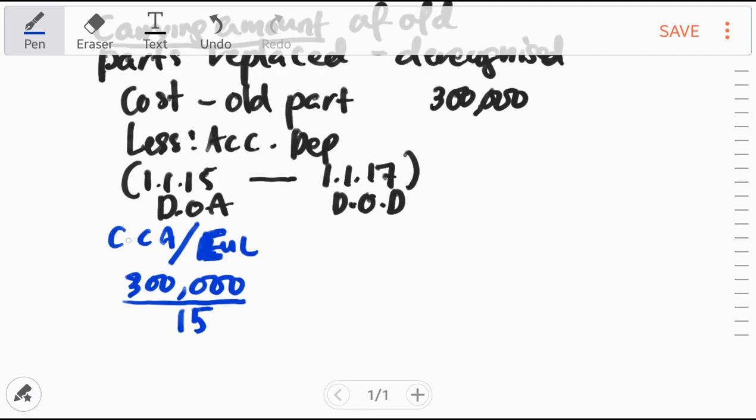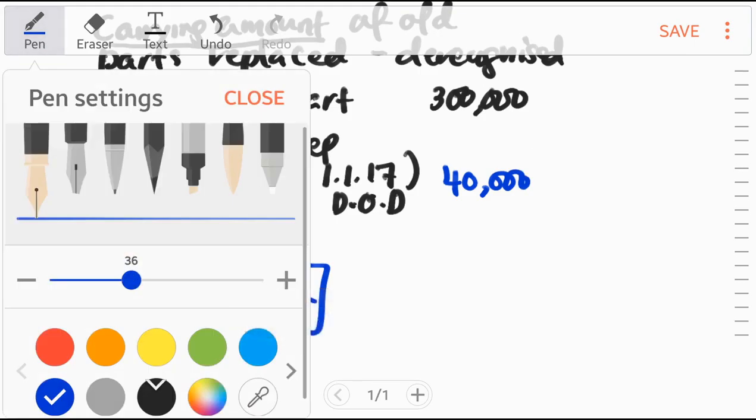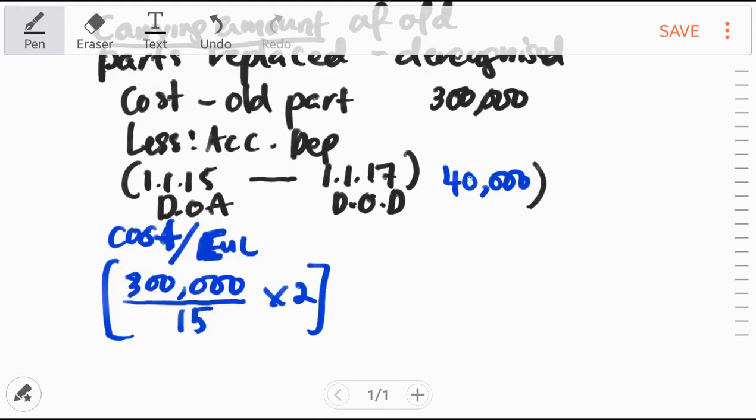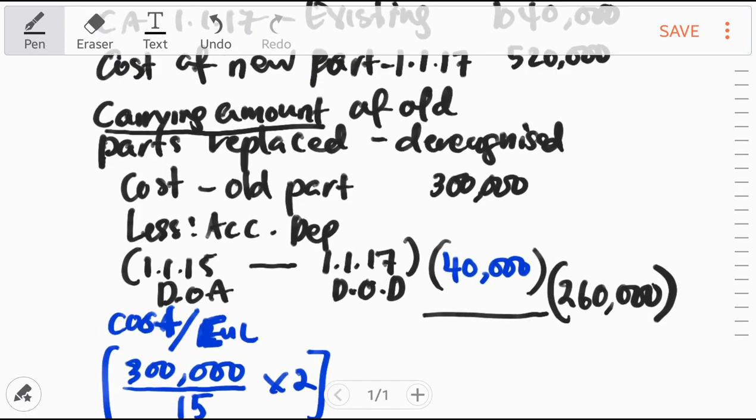Take the cost, and it's for 2 years. That gives you 40,000. So if you take this, you'll get 260,000 here. So therefore, this 260,000 must be recognized.